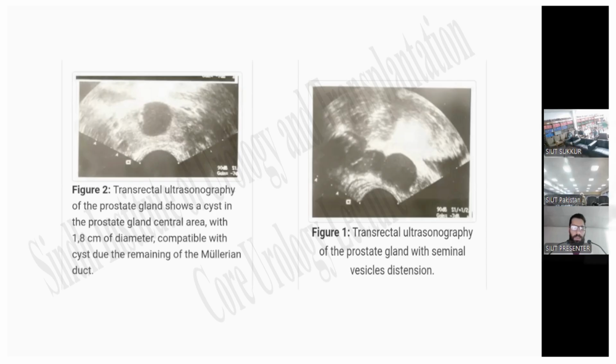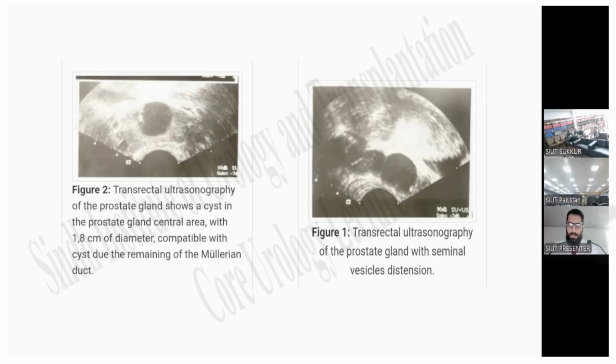So these two images show, the first, the transrectal ultrasound of the prostate gland, with a cyst in the prostate gland with a diameter of 1.8 centimeters, and it is compatible with a cyst due to remains of Mullerian ducts. The remains of Mullerian duct. The second one shows the congested seminal vesicles secondary to a distal obstruction of the ejaculatory duct.